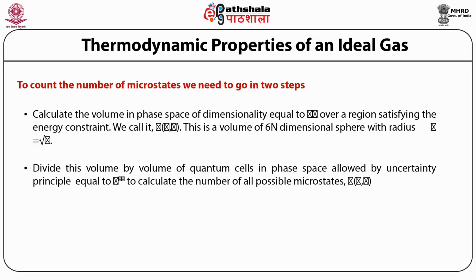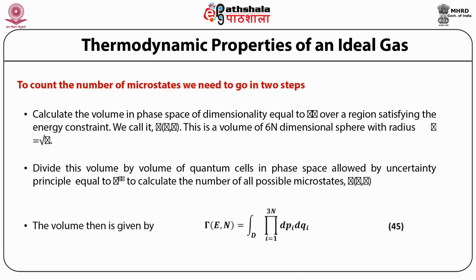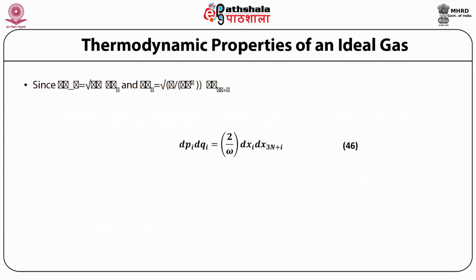Divide this volume by the volume of quantum cells in phase space allowed by the uncertainty principle, equal to h raised to power 3n, to calculate the number of all possible microstates Omega(E, n). The volume is then given by Gamma(E) equal to the integral over i equal to 1 to 3n, product of dp_i dq_i.